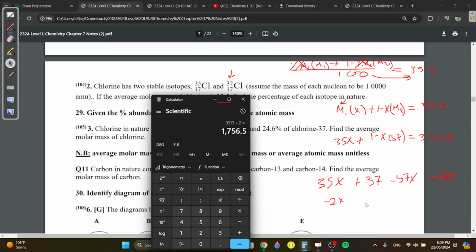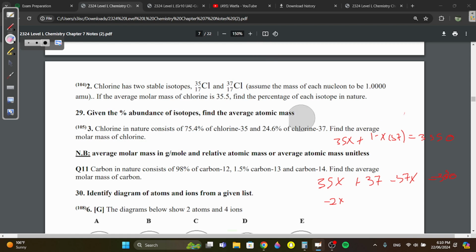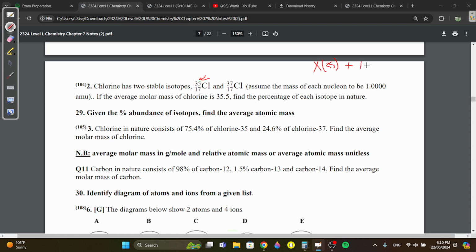Okay, this can't be right. I did something wrong. Why did I put 1 minus x? It should be 100 minus x because we're working with percentages. Anyway, let's solve this again. We said x times mass 1, which is 35, plus 100 minus x because it's a percentage, times mass 2, 37, over 100 equals 35.5.